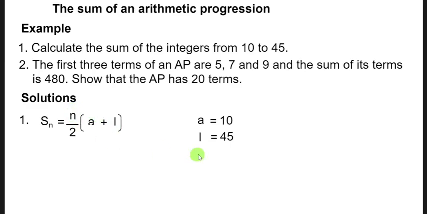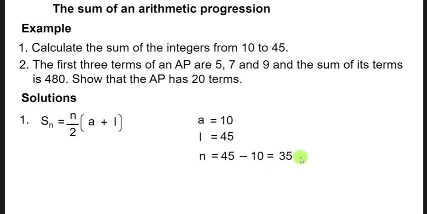Then n, which represents the number of terms. So from 10 to 45, how many terms are there? How many terms are there? So meaning you're saying 10, 11, 12, 13, 14, 15, 16, 17, 18, 19, 20, 21, 22, 23, 24, 25, up to 45. How many terms are there? So the simple way is by saying 45 minus 10, you find what?